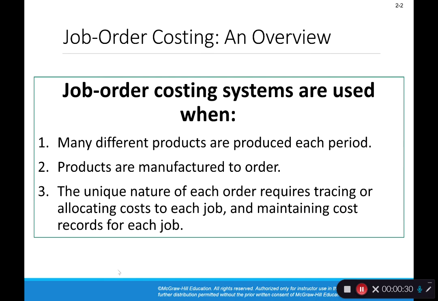Job order costing systems are used when we have many different products that are produced each period. The products are manufactured to order, meaning based on customers calling in specific orders, and then the unique nature of each order requires tracing or allocating costs to each job. In other words, each order is unique or different, and that means that we can't just apply the same cost to every single job because each and every job is unique and incurs a different level of costs.